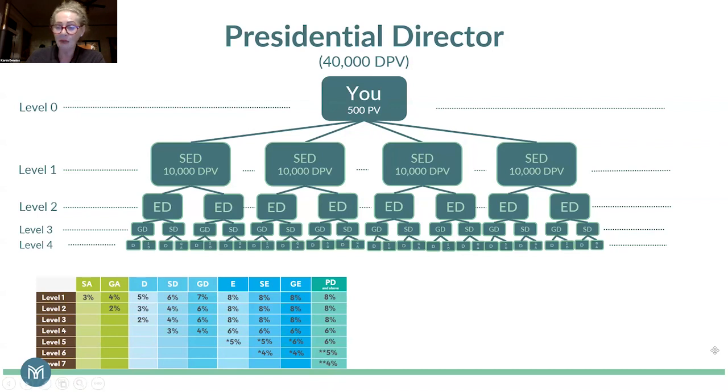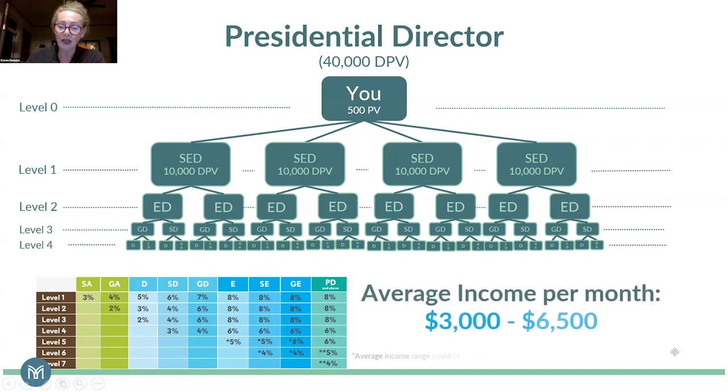Others, depending on their expenses of their life, may need to go a bit further than presidential director. But for some people, this can be that stage. And the average income per month is $3,000 to $6,500 per month.